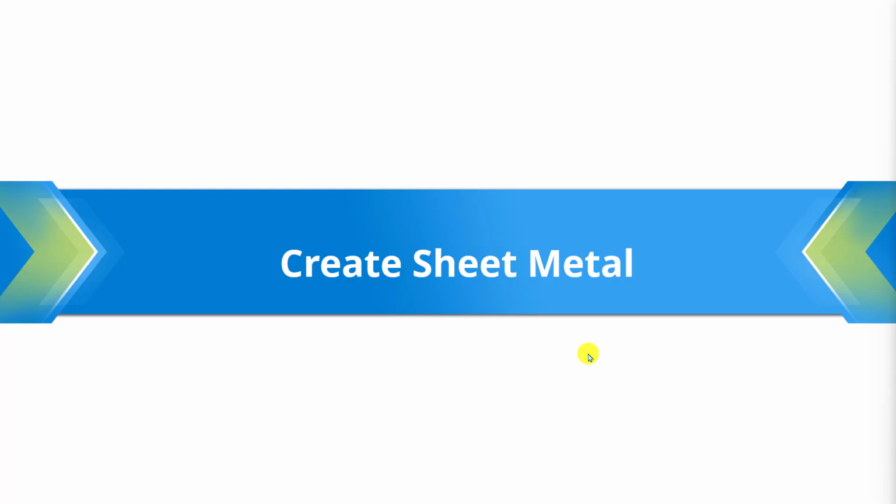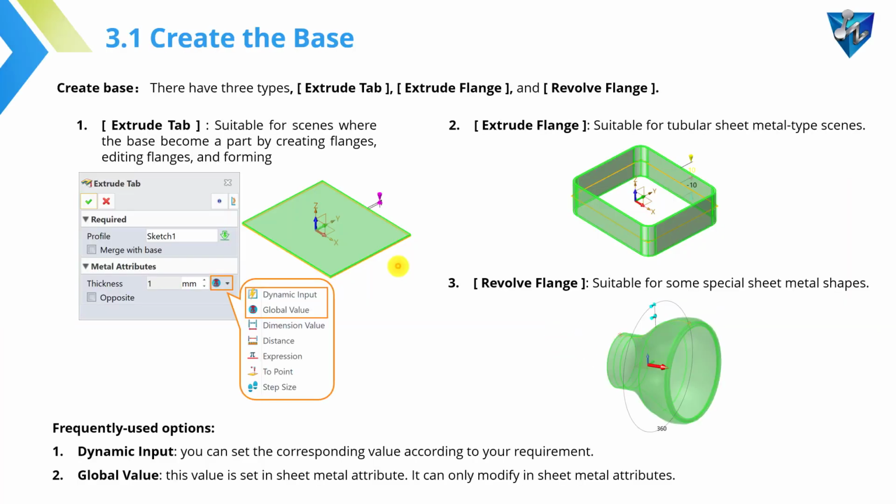Alright, in the last chapter, we discussed how to define the global attribute. Now assuming everything is ready, we can start creating a sheet metal part. So in this chapter, I'm going to introduce how to create a base and the various flanges.